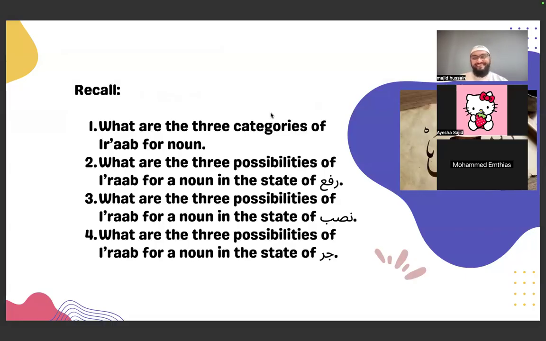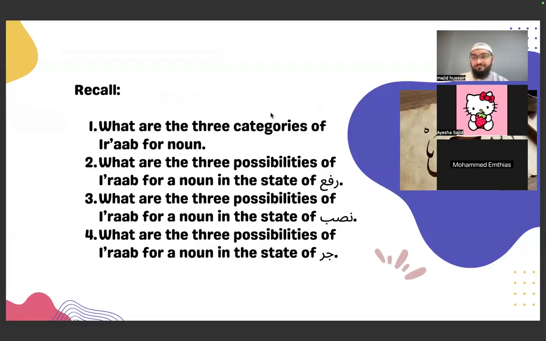Then for the state of rafa, what are the three different possibilities of i'rab? That means in singular, in dual, and in plural. We're talking about the specific i'rab of rafa in the three possibilities: singular, dual, and plural.